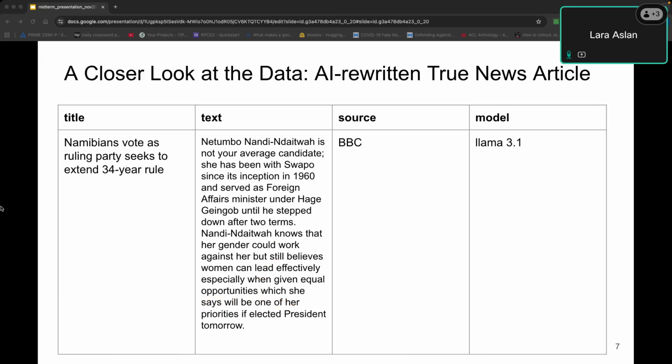Okay, and here is an example of a true news article which was rewritten using the Llama 3.1 model. It contains the title, text, source, and model column to give additional information to anyone who would like to use this data. However, during training, the source and model column were not used, and instead we added columns which indicated the data to be AI generated and true.